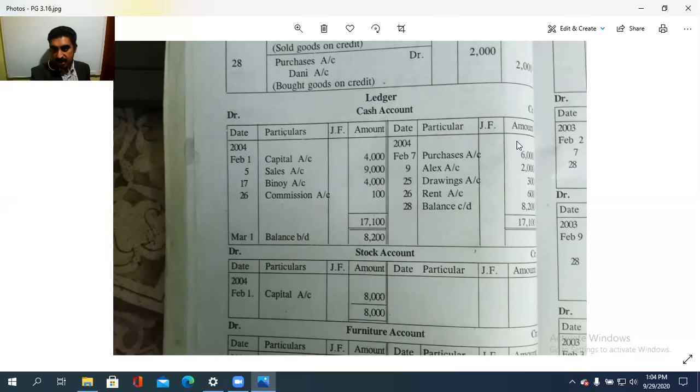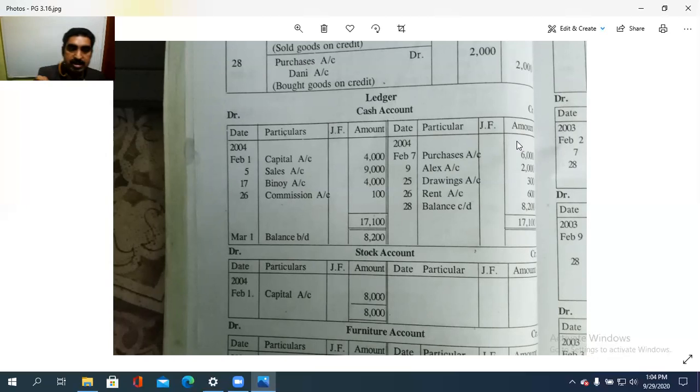Then take the difference between both sides. 17,100 is the debit total and the credit total is 8,900. So there is a difference of 8,200 that is to be carried down and then brought down. In this way, the cash account is prepared. Other accounts are also prepared in this way.